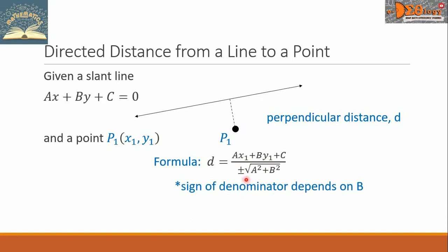Now, for the denominator, the sign depends on b. It means if b is positive, the sign here is positive, while negative if b is negative. Just in case b is 0, the sign is dependent on a.